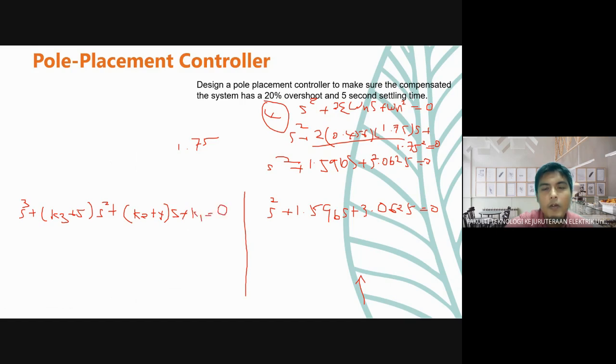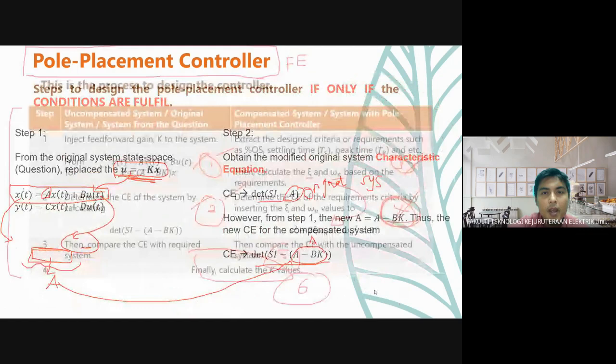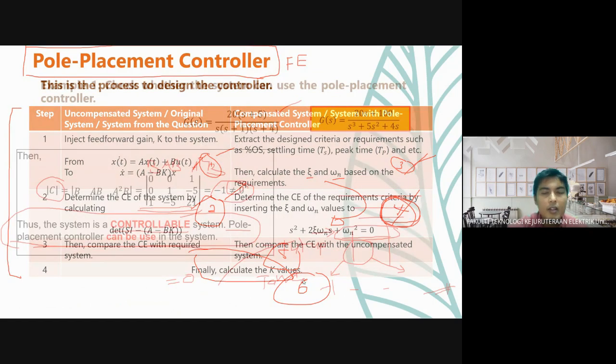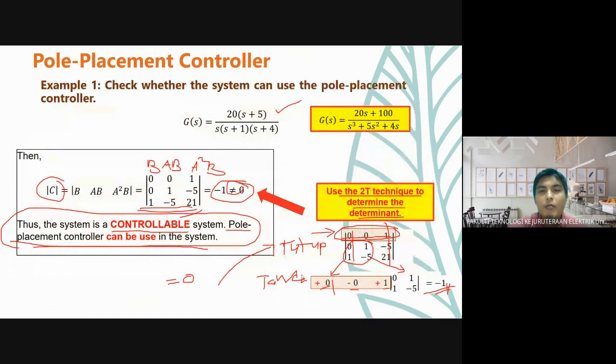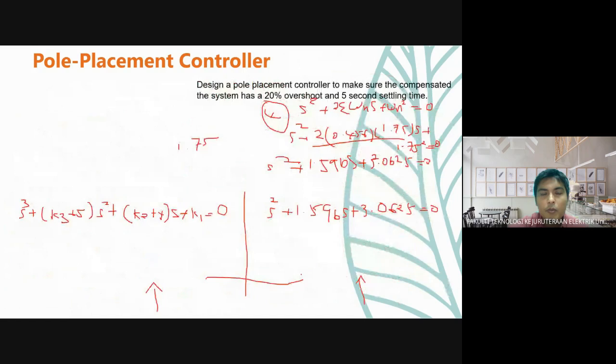Okay, so now we have the value on the left hand side and the value on the right hand side. So the step asks you to compare the characteristic equation. So we need to compare the equation left and right together, and after that we can finally calculate the k values. So now we are at the stage to compare.